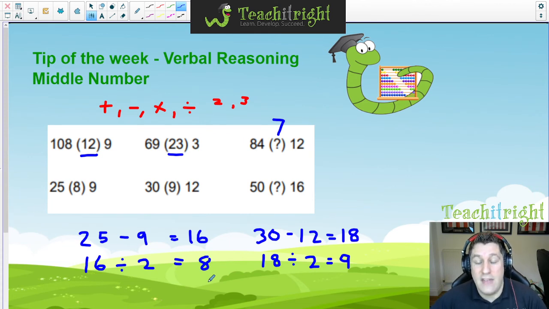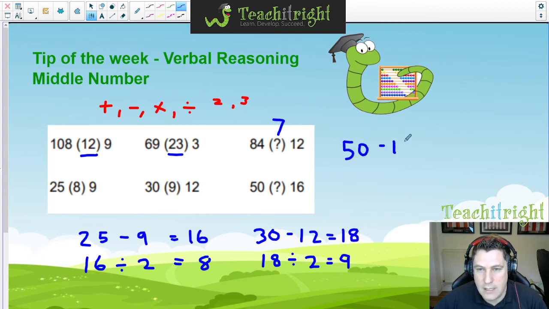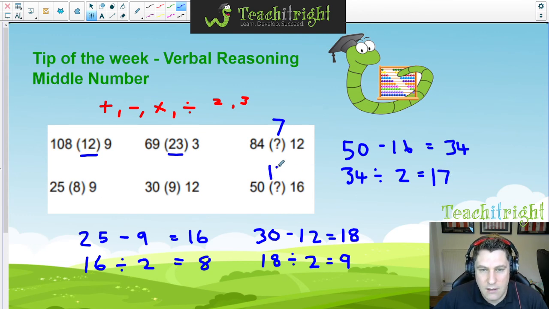We know that that is the rule, and what we would need to do then is apply it over here. So we've got 50 take away 16, so let's write that over here. 50 take away 16, again we'd be hoping that a child probably could do this in their head, is going to give me 34. And then we're going to do 34 divided by 2, simple doubling really for lots of children, and that gives them 17. So 17 would be the middle number.